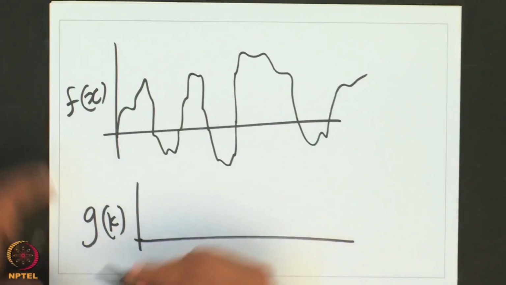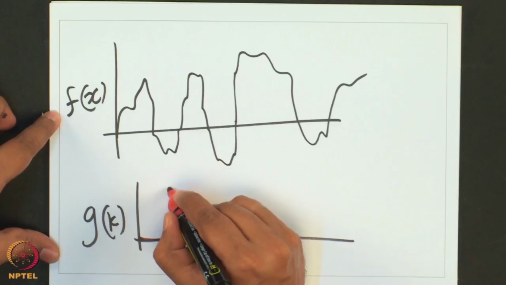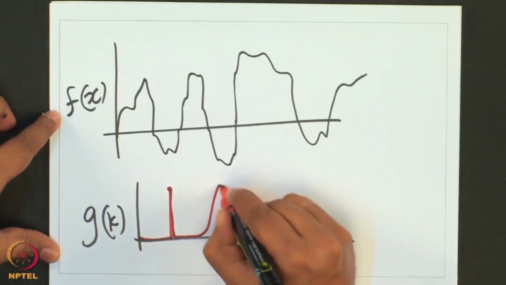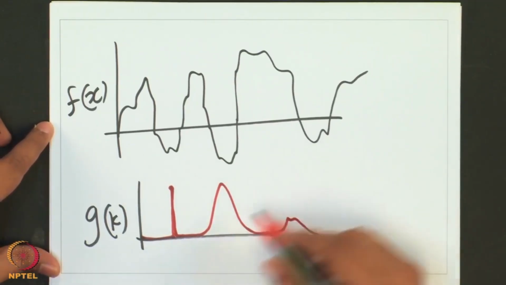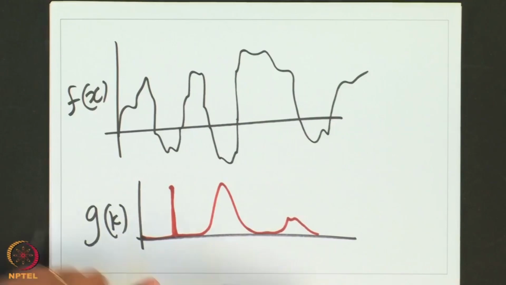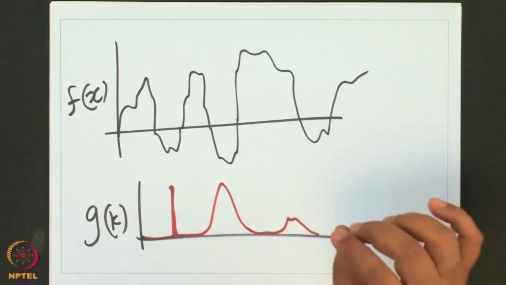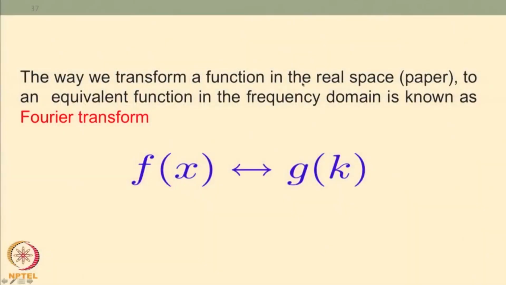So, as a function of k, maybe it could be 0 everywhere, and at some k it will have some value, and then it will again come back to 0, or it could be like this. It could have various shapes. So these are two functions you can see, and both could represent the same thing. This is something that we will discuss how to do. The way we can transform a function in real space, which is a function of x, to an equivalent function in the frequency domain is known as Fourier transform.